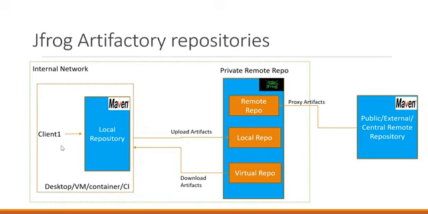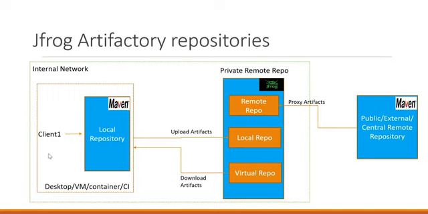To avoid downloading the artifacts directly from the internet, we can set up Artifactory as a repository manager within the internal network of the organization. In Artifactory, we have three types of repositories: remote repository, local repository, and virtual repository. The remote repository is used to proxy the artifacts from the public or external repositories. And the local repository is where we can store the organization's internal artifacts.